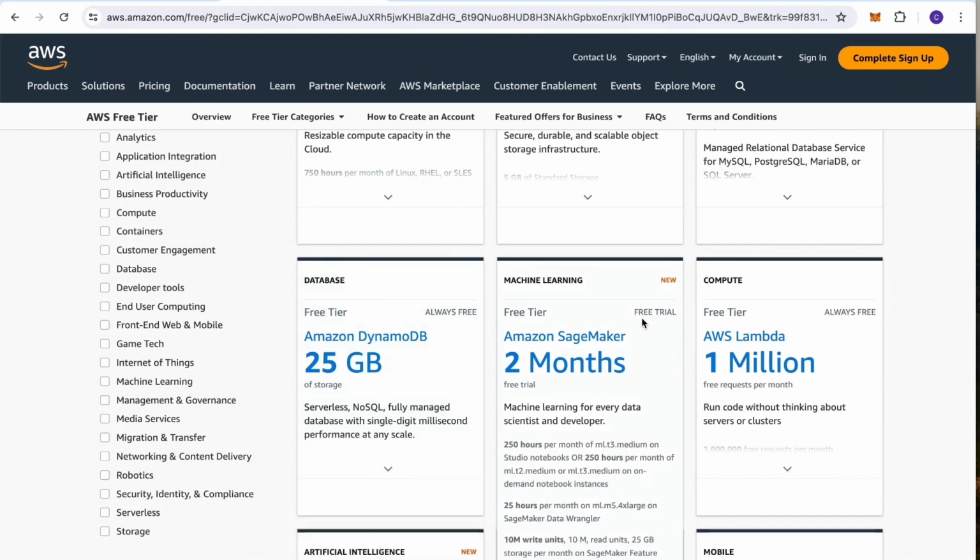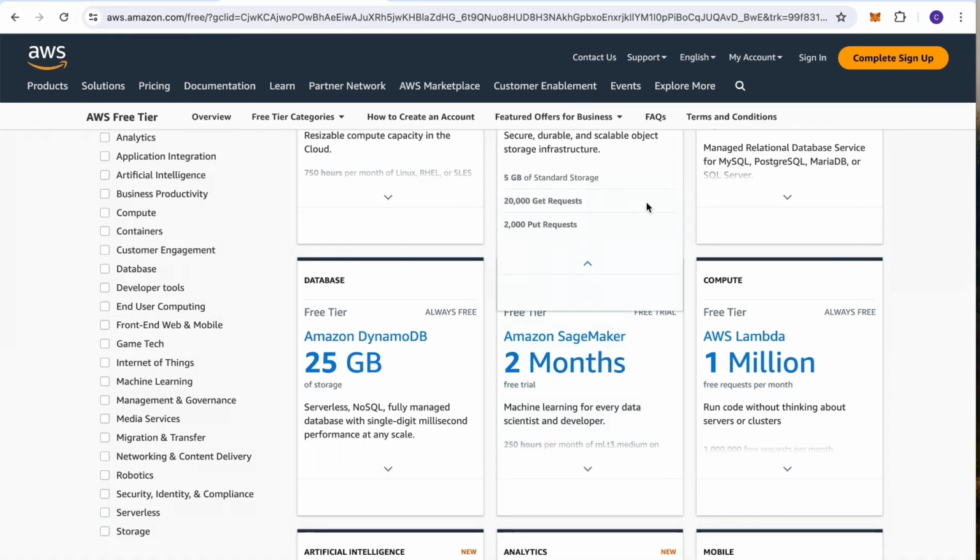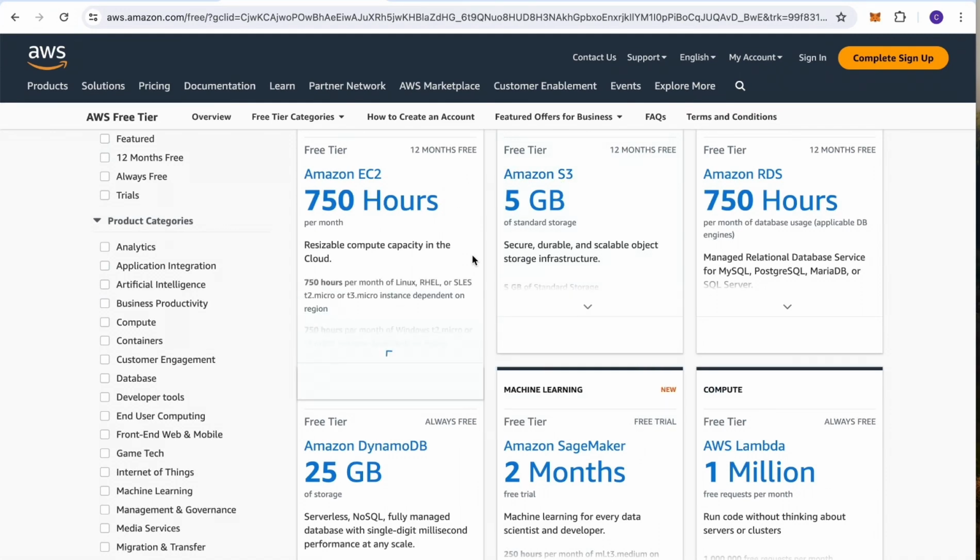Now, a free trial means that you are given 2 months to use this particular service. So after 2 months, it expires. If it expires and you want to use that service, then you have to pay for it. So this is the structure of the free tier plan of AWS.